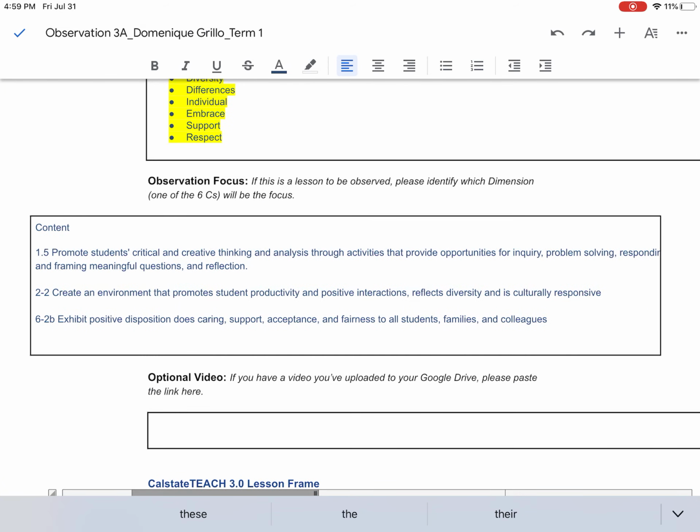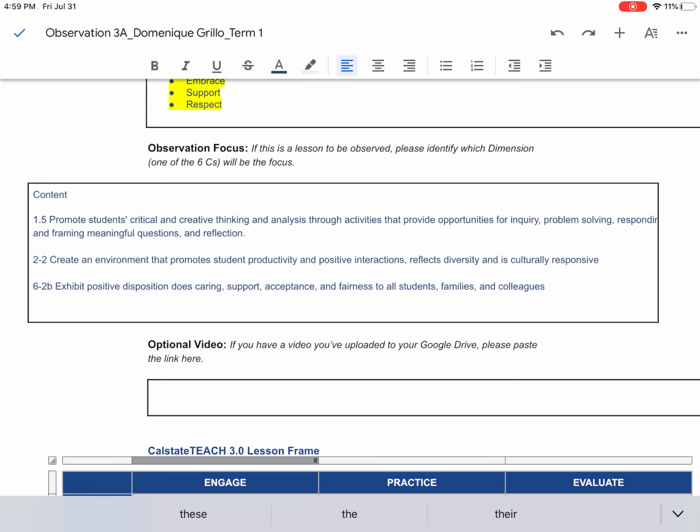Here are my TPEs. The observation focus will be content. So, promote students' critical and creative thinking and analysis through activities that provide opportunity for inquiry, problem solving, responding, and framing meaningful questions and reflection. I think that fits this lesson perfectly.